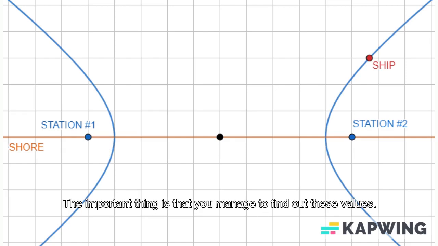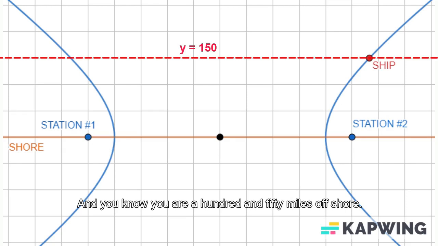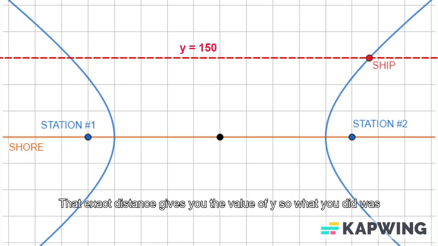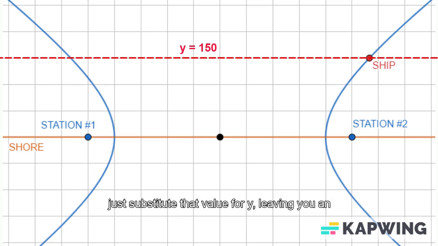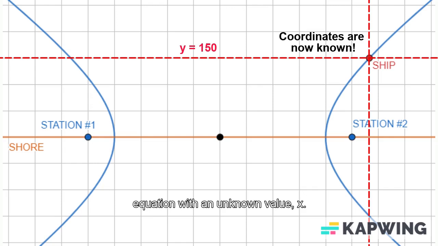The important thing is that you managed to find out these values, and you know that you are 150 miles offshore. That exact distance gives you the value of y, so what you did was just substitute that value for y, leaving you an equation with an unknown value, x. After finding x, you were able to know your exact coordinates and exactly how far your ship is from both stations.